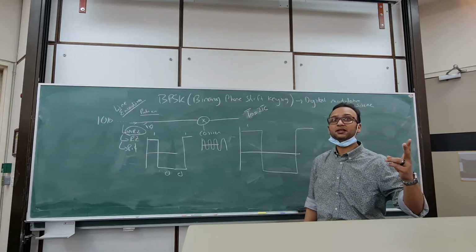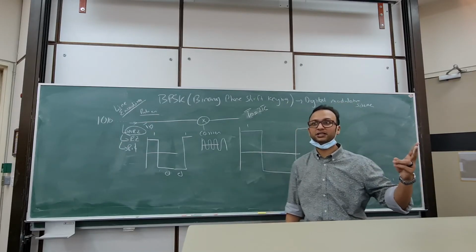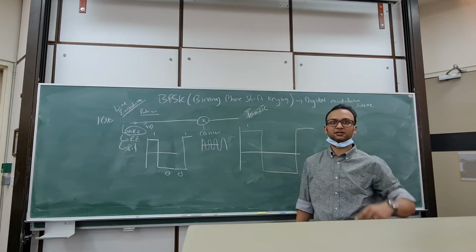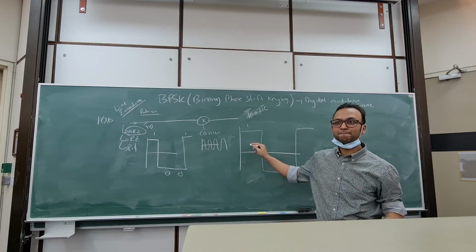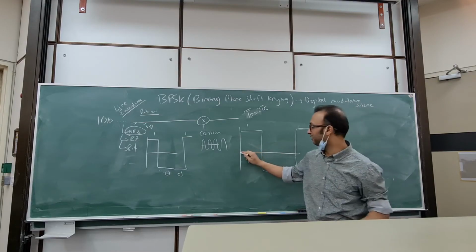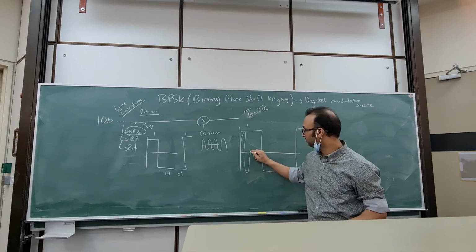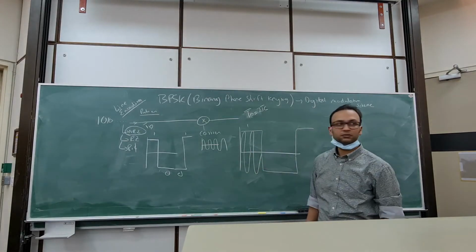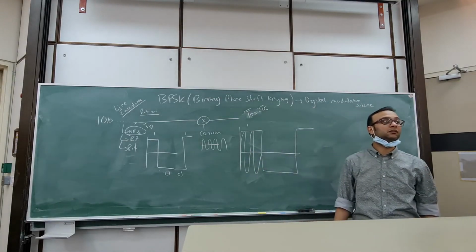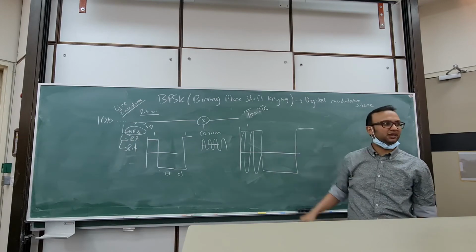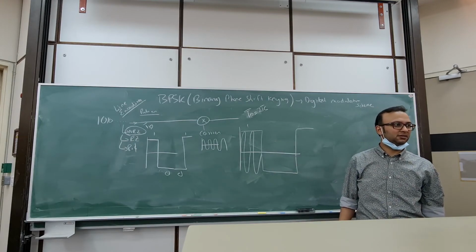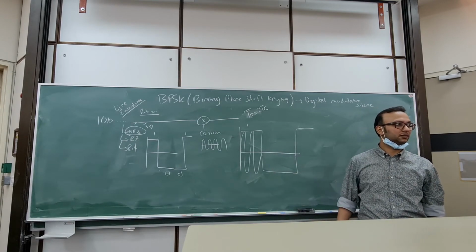Two periods of the sine carrier. So 1, 2. Didn't you say it was 4? Yeah, but drawing 4, I'll mess it up. Okay, so I'm making it 2.